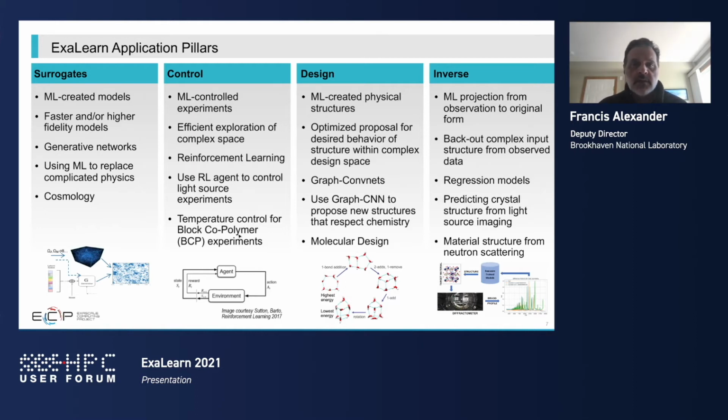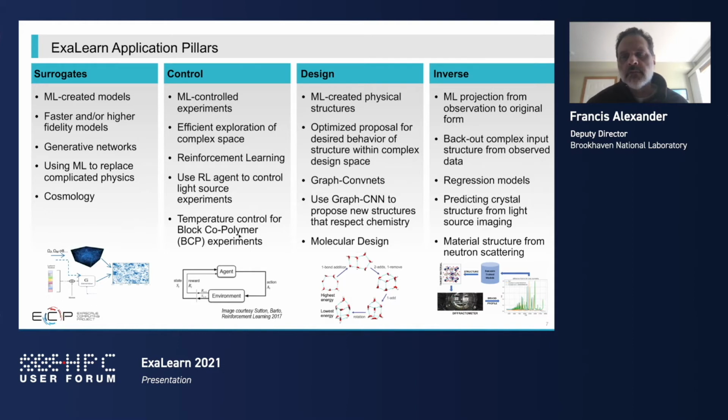We also have a project in design. And the idea here is to use methods of machine learning to create physical structures that are optimized for particular behavior. You can have in mind here molecular design, molecules being designed to carry out a particular task or to have certain properties and so on. And so we've been developing a lot of graph and convolutional neural networks to do that. And the idea there is, again, to design new structures which respect the chemistry that you're after, for example.